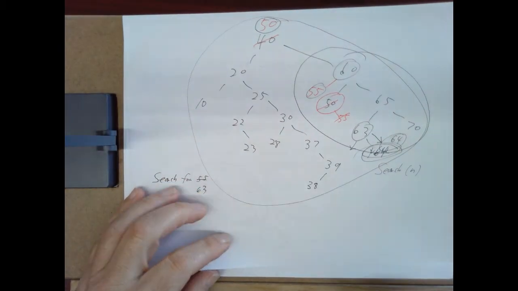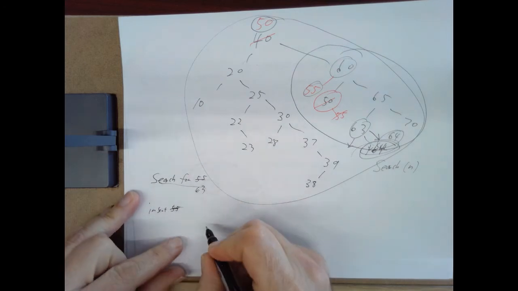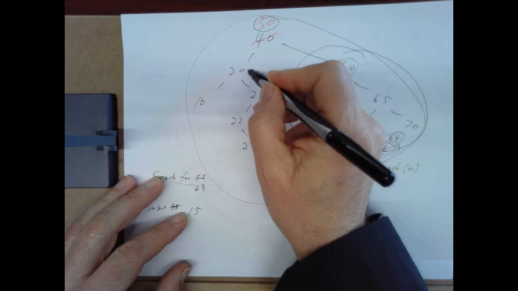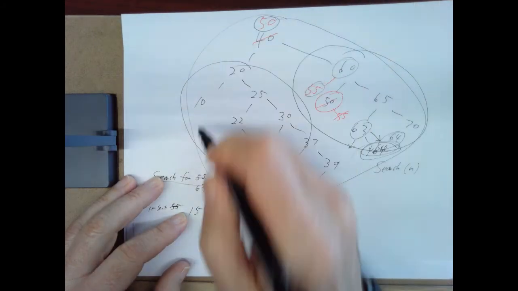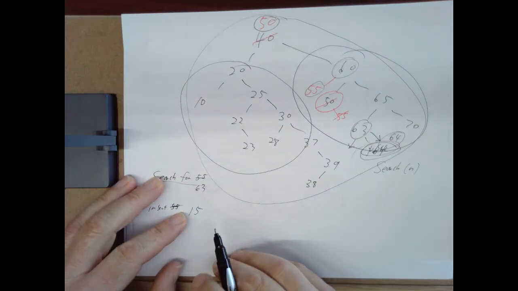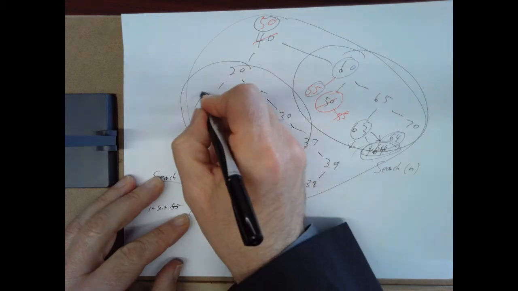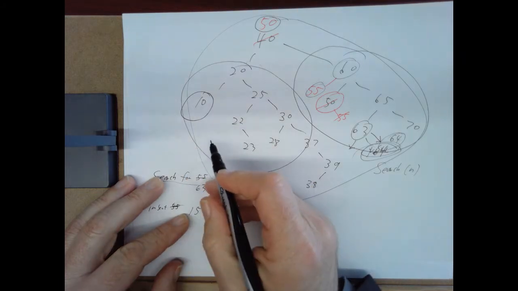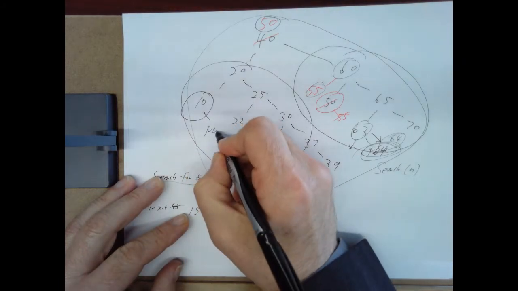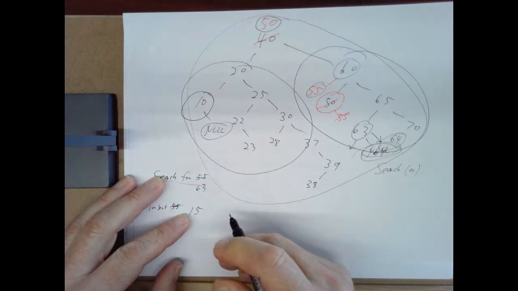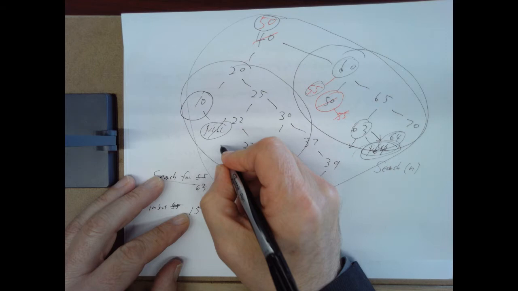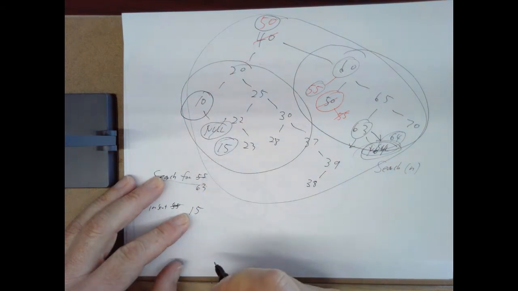Let's say we want to insert 15. So it's smaller than 50, so we'll insert 15 into here. And it's smaller than 20, so now we're saying insert a 15 into this tree. And 15 is bigger than 10, so we're saying insert a 15 into this tree, which is null. And that call to insert will return a node, which is a 15.